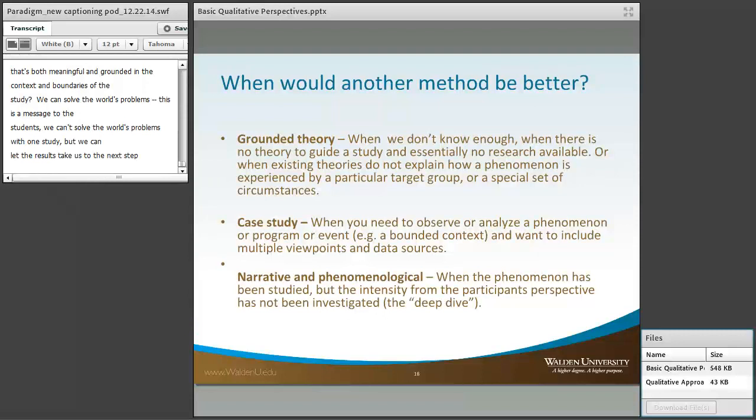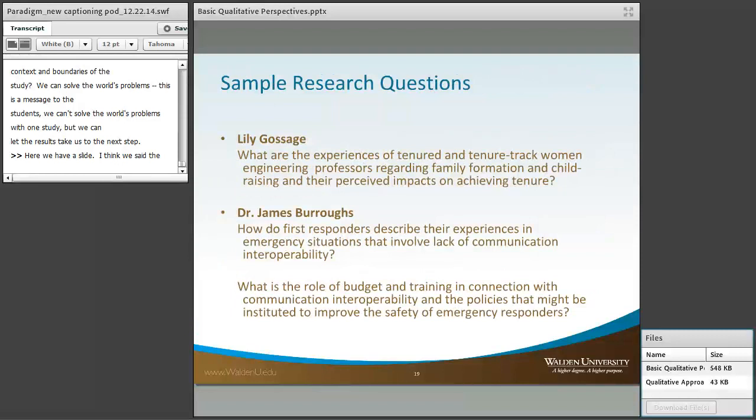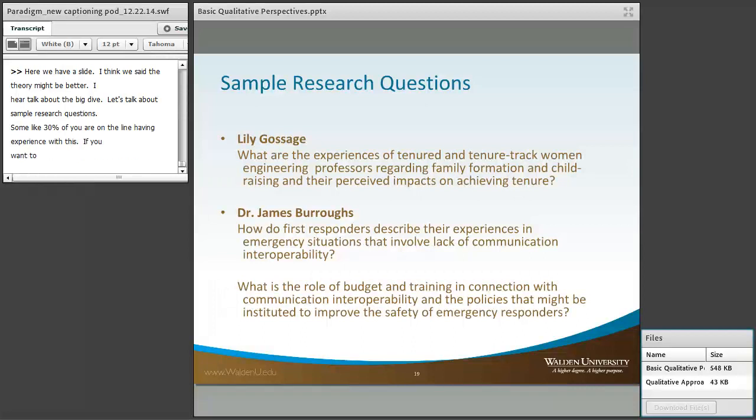Right. So here we have a slide. I think we've addressed when grounded theory might be better. I hear talking about the deep dive in narrative and phenomenological, and case study when it's maybe more bounded. Okay, so here let's maybe talk about some sample research questions. And 30% of you are on the line having had experience with this. If you want to share the nature of the research problem your student tackled or some framing of the research question, that would be really great.